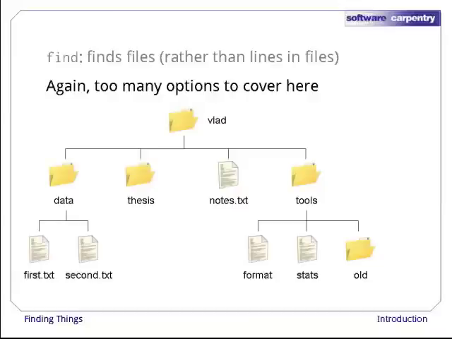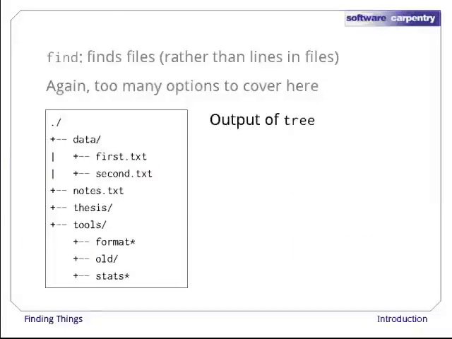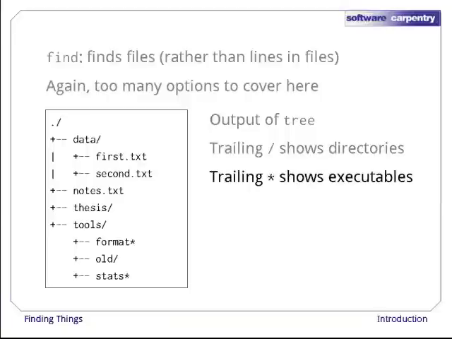Under Vlad's home directory is one file, notes.txt, and 3 subdirectories: thesis, which is sadly empty, data, which contains 2 files, first.txt and second.txt, and a tools directory that contains the programs format and stats, and an empty subdirectory called old. Here's a textual representation of that same tree created using the Unix tree command. As with ls -F, trailing slashes show directories, and trailing stars show files we could run as programs.